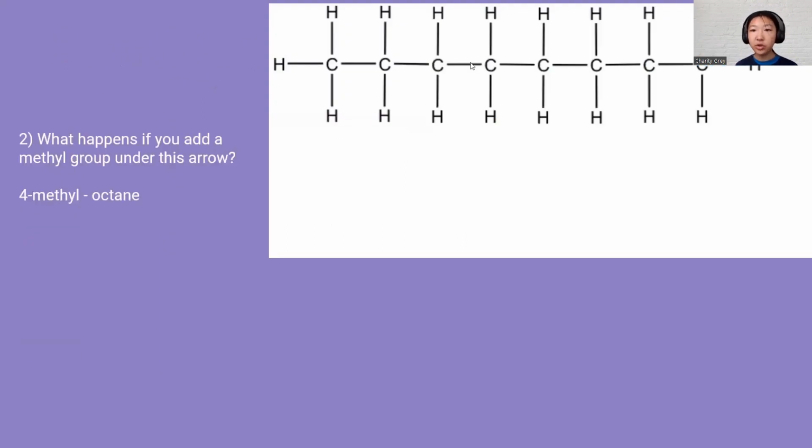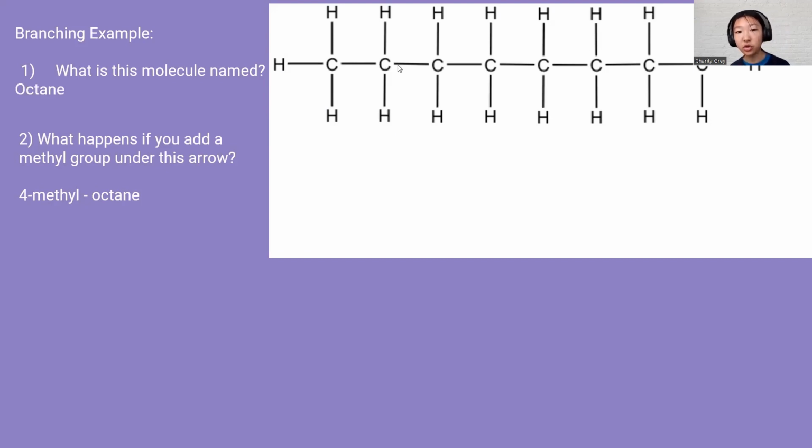So we're going to do some practice questions. We're going to do a branching example. First, we're going to ask you, what is this molecule named? Pause the video right now and answer the question. Unpausing the video right now, the molecule is named octane. This is why, because we have 1, 2, 3, 4, 5, 6, 7, 8. 8 carbons in the carbon backbone.